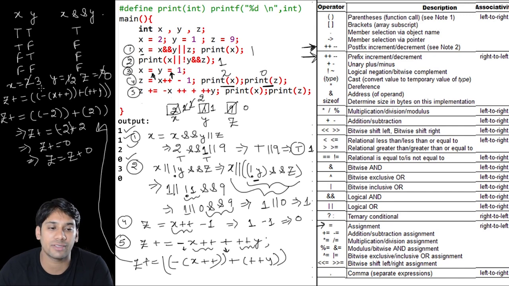So finally the value of x is 3, the value of y is 2, and the value of z is 0. Now here, first we are going to print the value of x, then the value of z. The value of x is 3, therefore this statement is going to print 3. If we just write it here, this one is going to print 3, and then this one is going to print the value of z, which is 0. Therefore the output is 3 and 0.